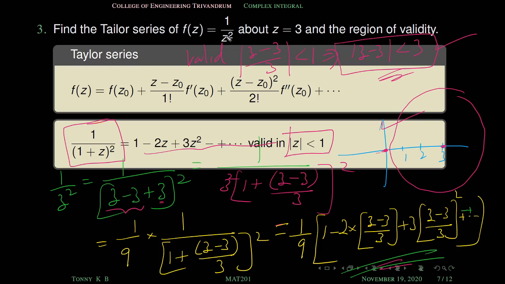No, it is given. We have to find the Taylor series about z equal to 3, right? So z naught equal to 3, right? Yes. So the center is fixed at 3. Okay.